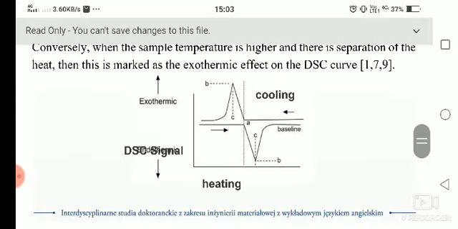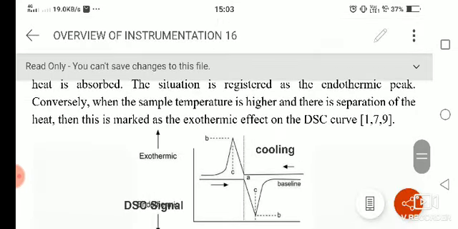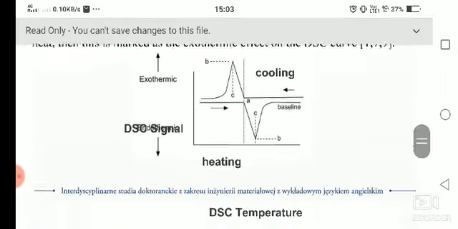This situation is regarded as the endothermic peak. Conversely, when the sample temperature is higher and there is a release of heat, then it is marked as an exothermic effect.